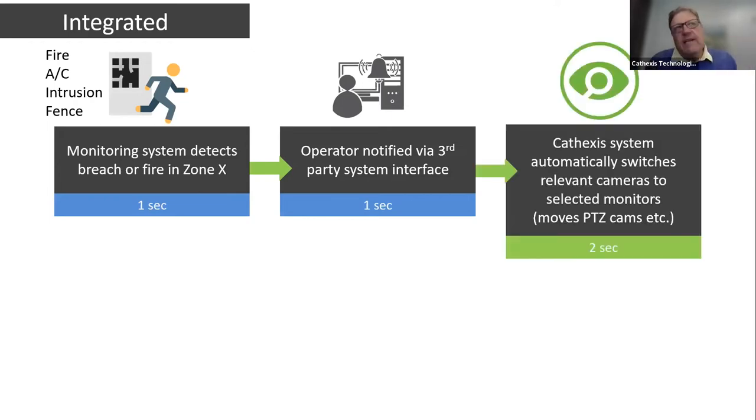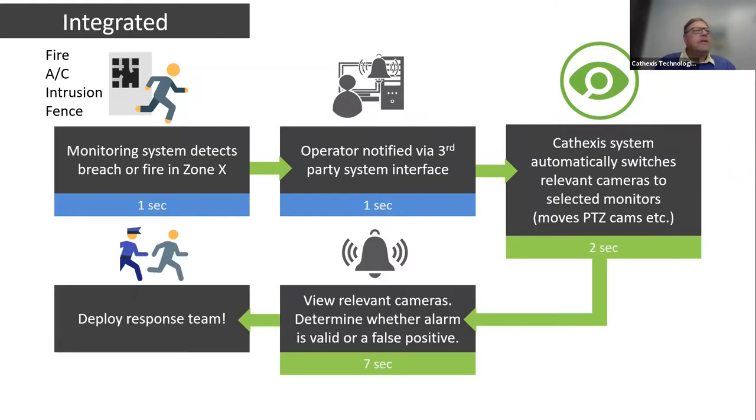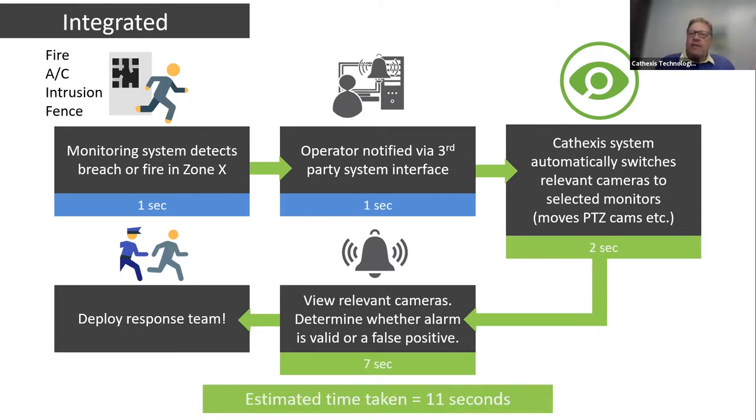It can automatically switch the relevant cameras to the selected monitors. It can automatically move a PTZ to the area and zoom in on the area from where the alarm came. It can automatically play an audio message or send an alarm to a control room. And automatically, the cameras are in front of the operator. He doesn't need to go and try and find them. And he can immediately deploy the response team. So I estimate that on this, we're talking about 11 seconds.